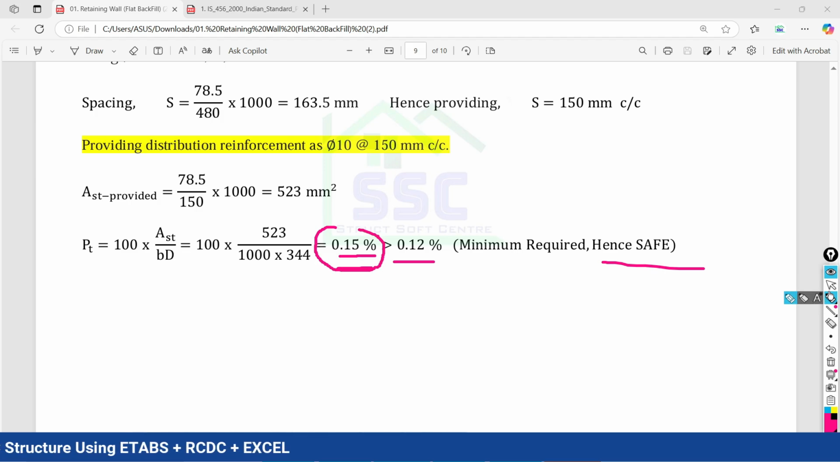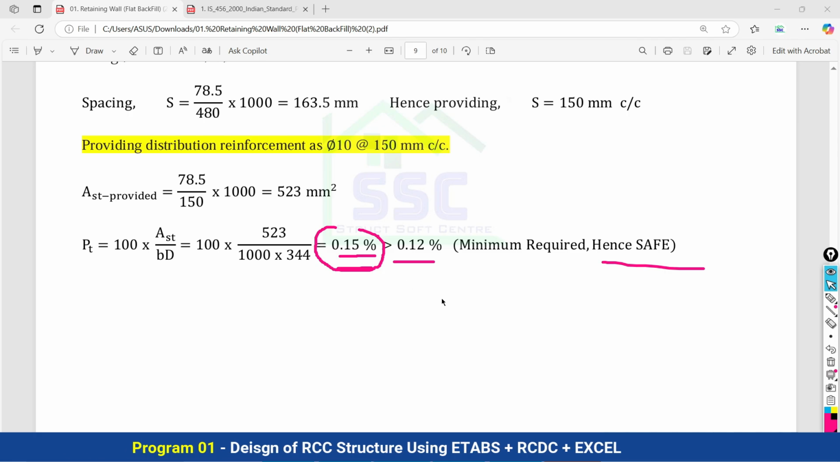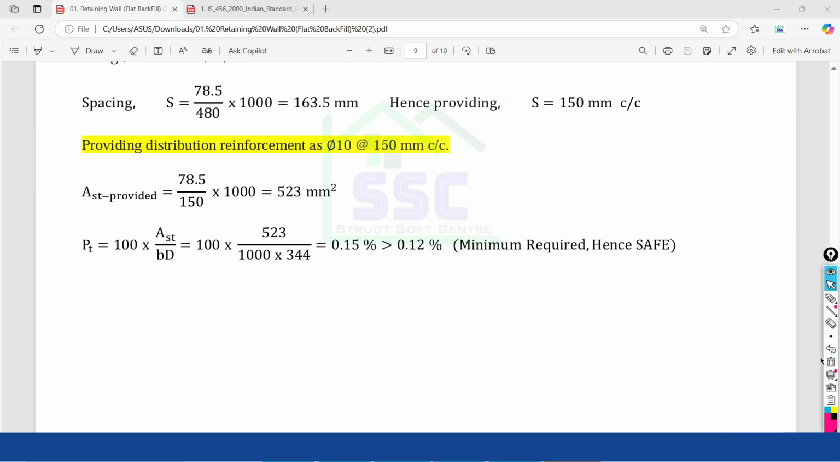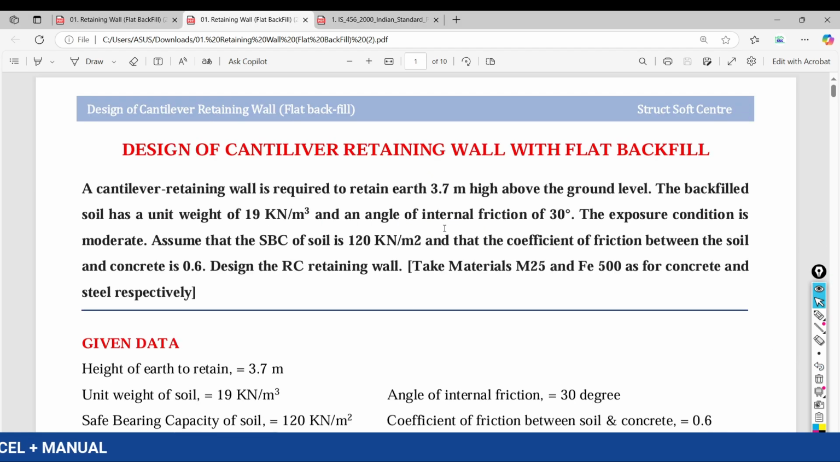0.15%. So in this way, we have completed the design of the cantilever retaining wall. We have completed the design for the base of the retaining wall. We have designed the cantilever portion of the retaining wall. In this way, we have completed the design of the cantilever retaining wall manually. Now, finally, let me summarize the complete design.